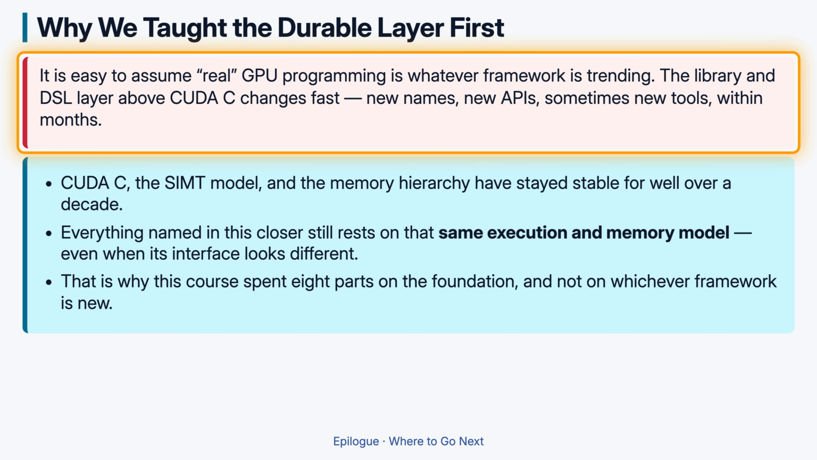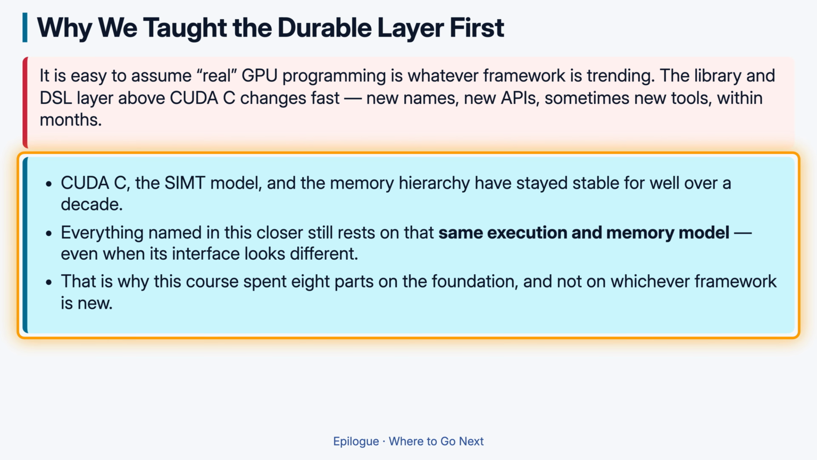It is easy to assume real GPU programming is whatever framework is trending right now, but the library and DSL layer above CUDA C moves fast, new names, new application programming interfaces, sometimes new tools, inside a matter of months. CUDA C, the SIMT model, and the memory hierarchy have stayed stable for well over a decade. Everything named in this closer still rests on that same execution and memory model, even when its interface looks different. That's why this course spent 8 parts on the foundation, and not on whichever framework is new.